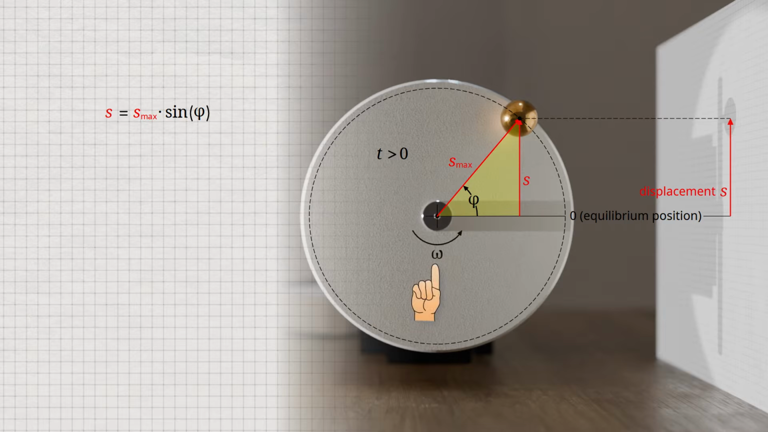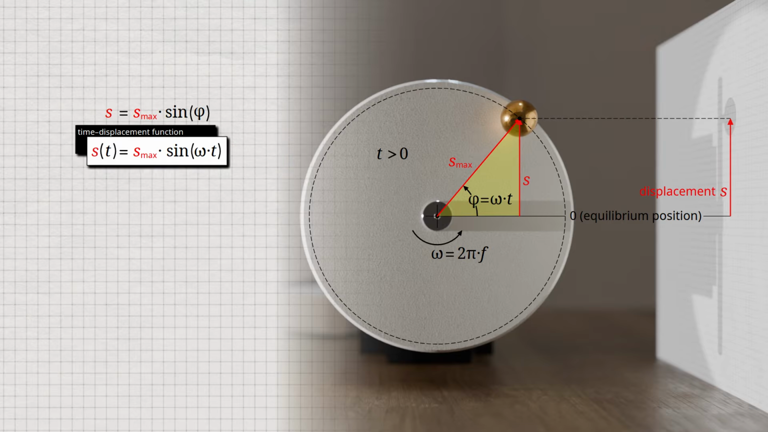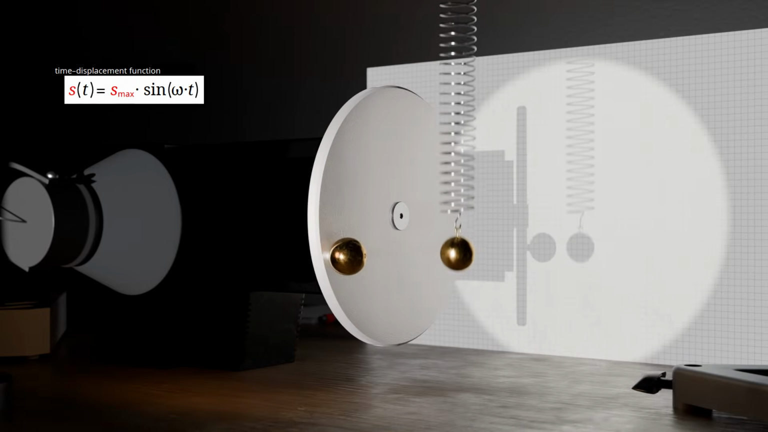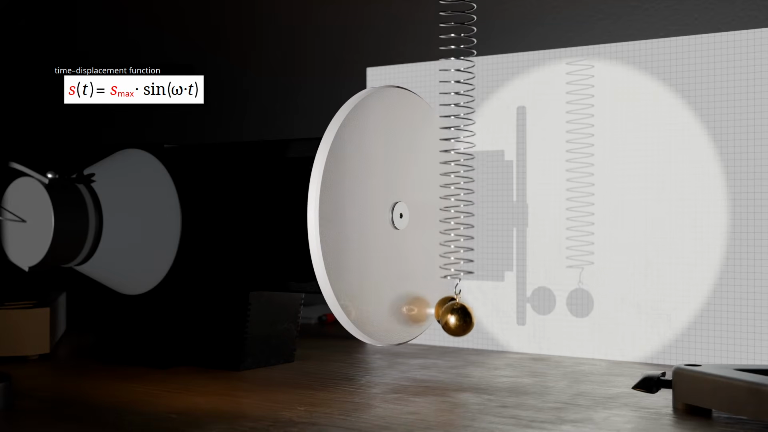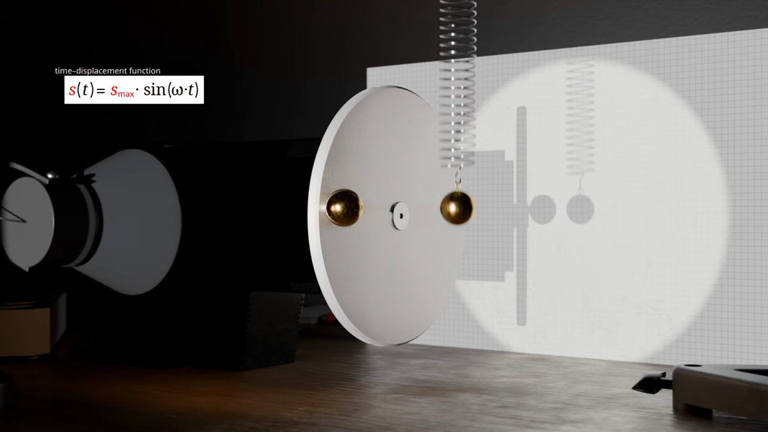This can be obtained from the angular velocity omega of the disk. The angular velocity, as indicated, is related to the rotational frequency f of the disk. Since the angular velocity specifies the angle traversed within a given time, the angular position phi at any time results from the product of the angular velocity and time. If this relation is substituted into the formula for displacement, one obtains the stated equation of motion, which allows the projection of the rotating sphere, and thus the harmonic oscillation of the spring mass system, to be described as a function of time. We therefore see that the time-dependent displacement of the oscillating spring system is a sinusoidal function of time.